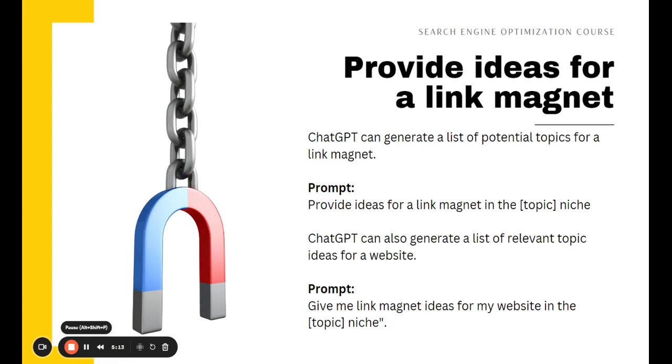You could use ChatGPT to generate a list of potential topics for a link magnet. So a prompt would be: provide ideas for a link magnet on whatever specific topic or niche. You can also put: give me link magnet ideas for my website in whatever niche it is.